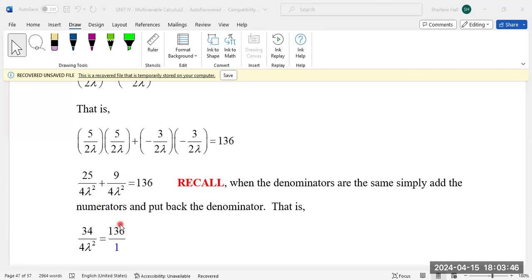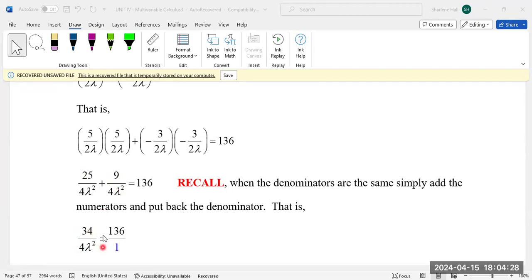Do you agree that the 136 is the same thing as 136 over 1? Yes, sir. Good. Do you also agree with this 34 over 4 lambda squared? Everybody saw how I got that? Agree. If you don't see it, just say so now so we can do it for you. I understand, sir. Is it a 36 over what? 36 over 1 is the same thing as 136. What I was asking is, do you see how I added 25 over 4 lambda squared plus 9 over 4 lambda squared to give me 34 over 4 lambda squared?